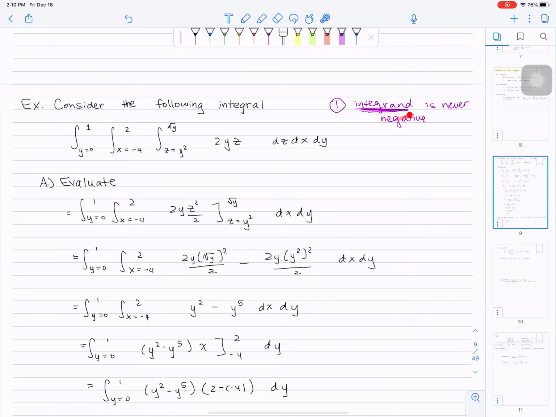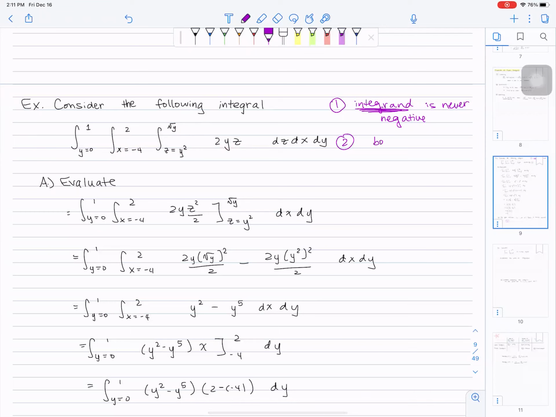We know that the integrand is never negative because look at our z bounds. z is from y squared to square root y. Doesn't seem like there's anything wrong there yet. x has -4, so you might say, oh, the x is negative. But look at our integrand. Our integrand doesn't have any x's in it. So it's fine that the x bounds go from -4 to 2, because our integrand is only considering y and z, and all the y and z bounds should be in the positive quadrant. So our integrand is never negative.